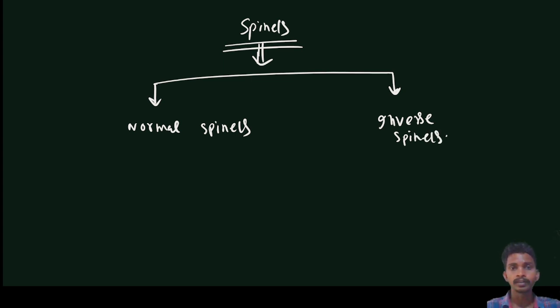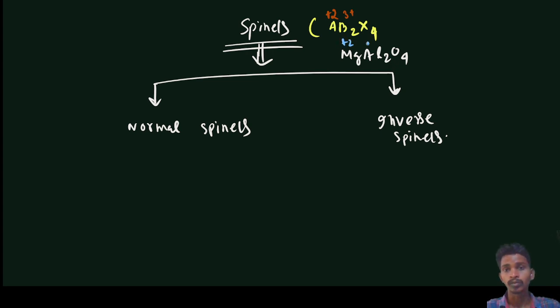But we say that spinel is one type of crystal lattice with a general formula AB2X4, where A is the dication and B is the tricaton. For remembering, you can take MgAl2O4, where magnesium is always in the +2 oxidation state and aluminium is always +3. So this is the general formula of spinels.